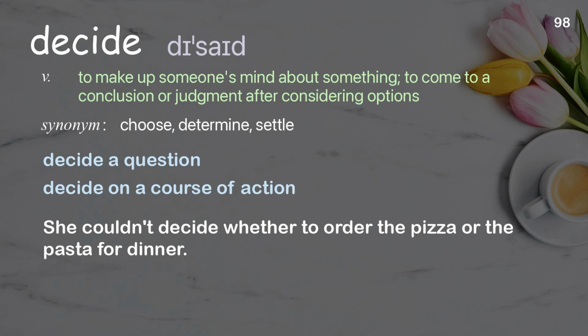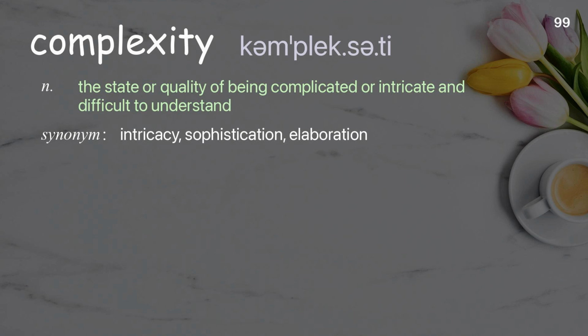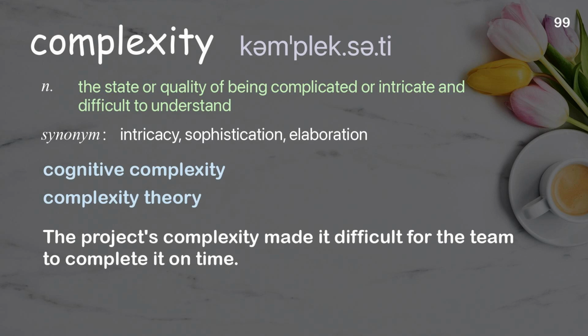Complexity. The state or quality of being complicated or intricate and difficult to understand. Examples: Cognitive complexity. Complexity theory. The project's complexity made it difficult for the team to complete it on time.